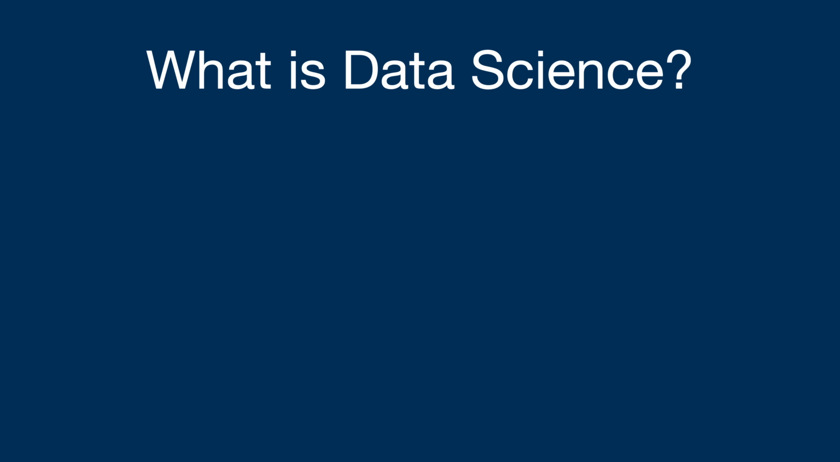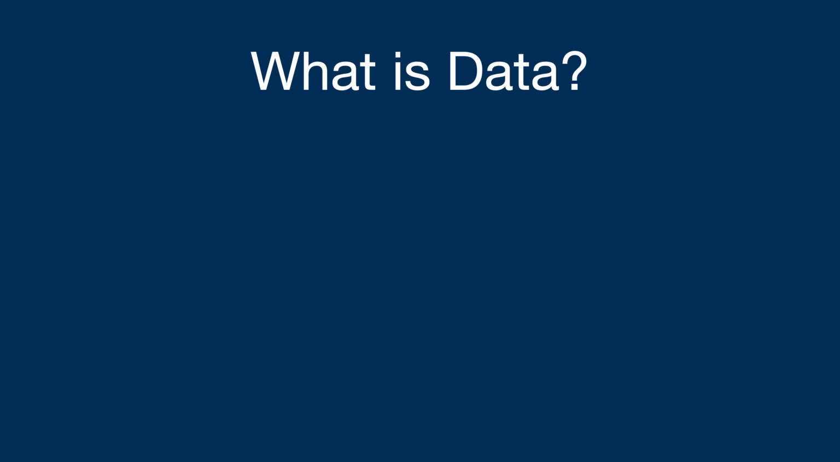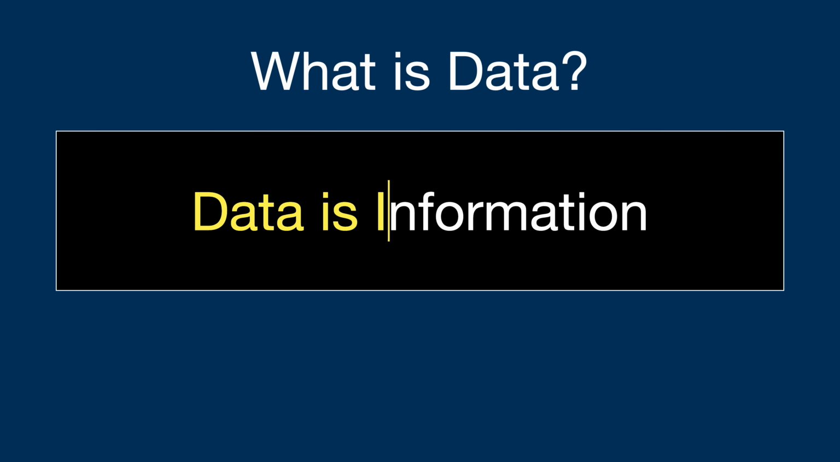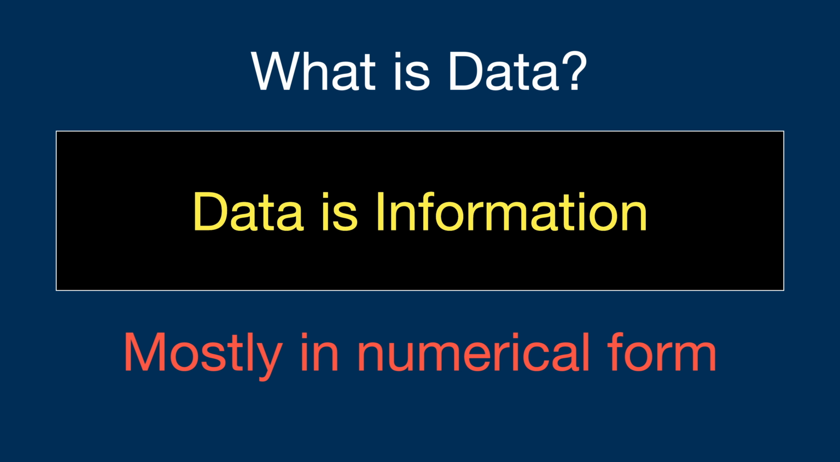So in this intro video here, we're going to look at what is data science. But before we dive into what is data science, we first need to ask the question, what is data? So I'm going to give this very simple definition that data is information. And in this class, it's mostly going to be in numerical form, but it doesn't always have to be, but mostly data is information in numerical form.